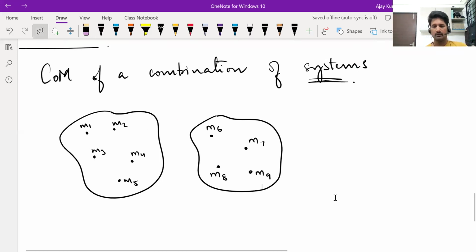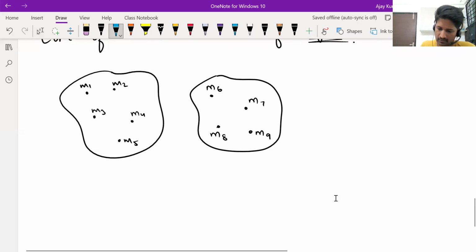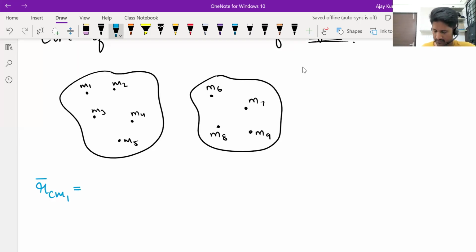Now, one of you tell me, how will you express? Now, see, this is a collection of particles, finite number of particles whose masses we know. So you don't have to use the integration formula and all. Summation formula will be enough. So one of you tell me, how do you express the position of center of mass of the first system? Saket, what's the formula, basic formula for position of center of mass?